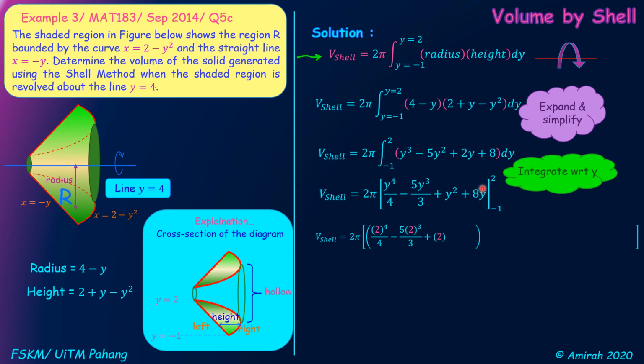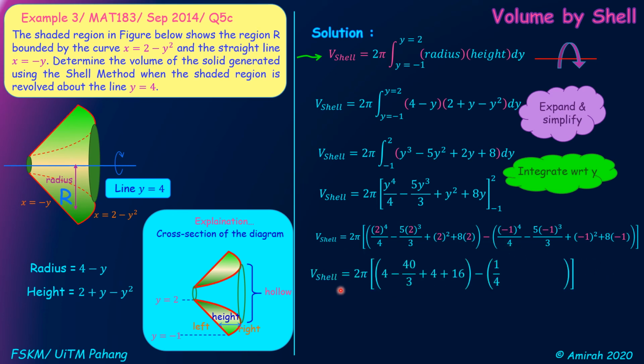After that, we replace the upper limit into variable y, and in between must be minus, and then we replace the lower limit into variable y. So we get this. Then we simplify, so we get this. And volume by shell equals 63 over 2 pi units cubed. Cubed here because it is volume. So this is the final answer, 63 over 2 pi units cubed.